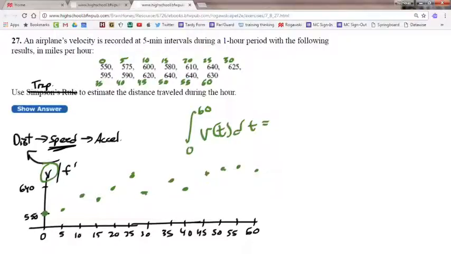What trapezoid? These trapezoids. Here's one right here. Here's another one. Here's another one. Here's another one. Okay, you guys see all my trapezoids? Yes. Oh man, they look so pretty and cute.